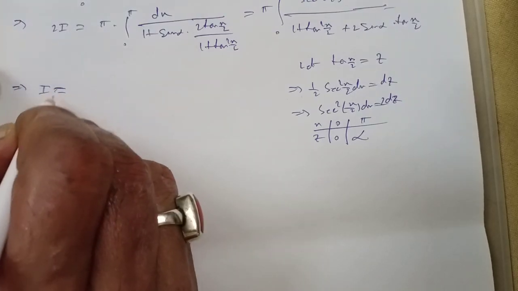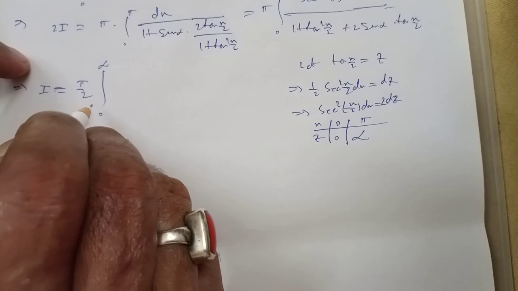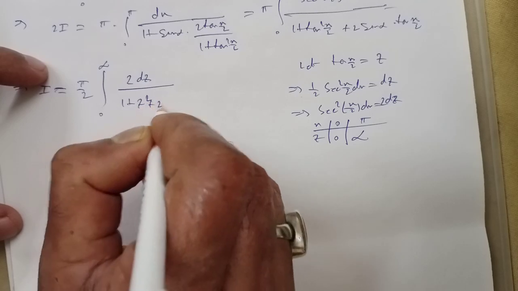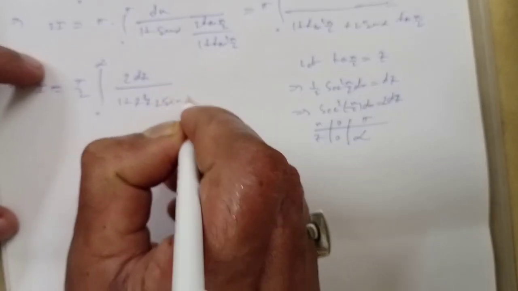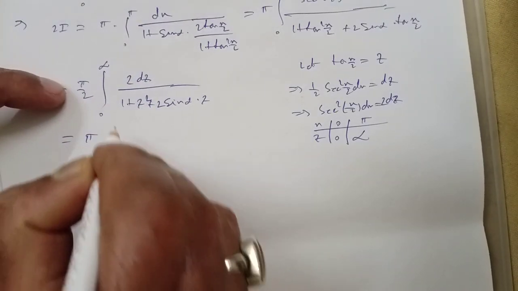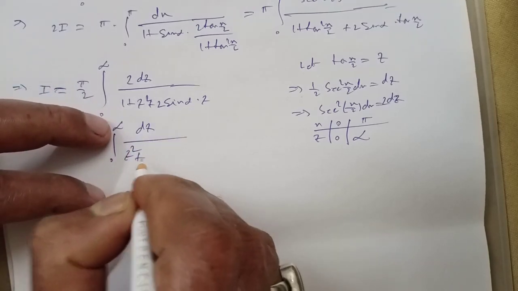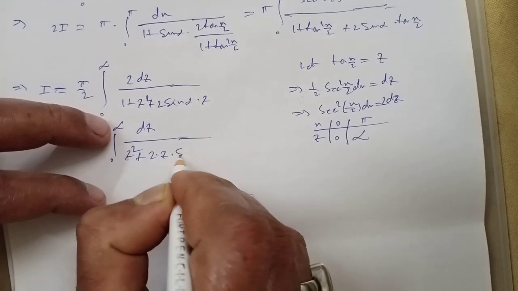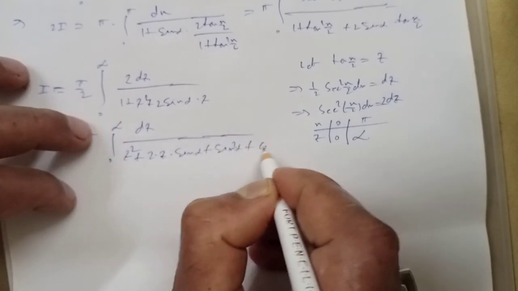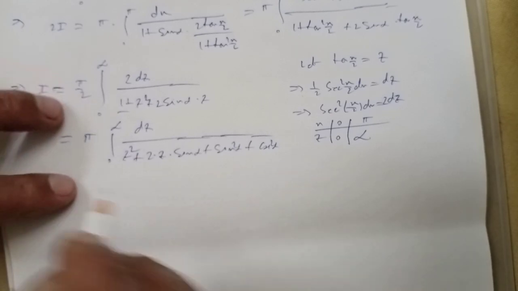So we get 2I, so I have written I. So this will be pi by 2 integration 0 to infinity 2 dz by 1 plus z square plus 2 sin alpha z. Now these two cancelled, so pi integration 0 to infinity dz by z square plus 2 into z into sin alpha plus sin square alpha plus cos square alpha. Look, here 1 is decomposed into sin square alpha plus cos square alpha.